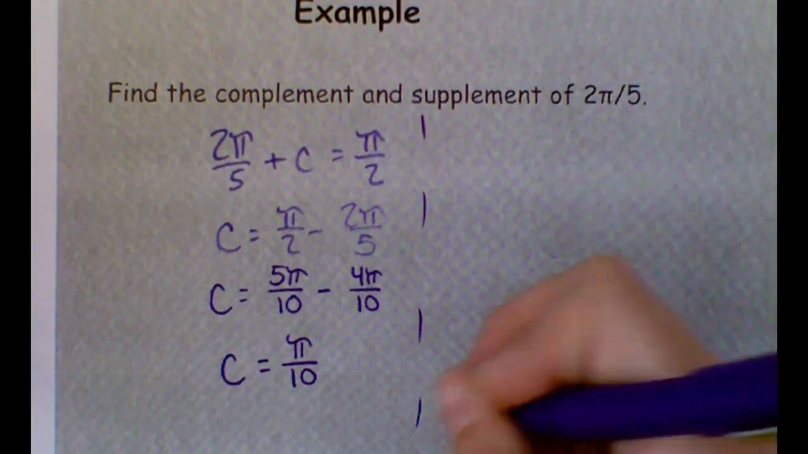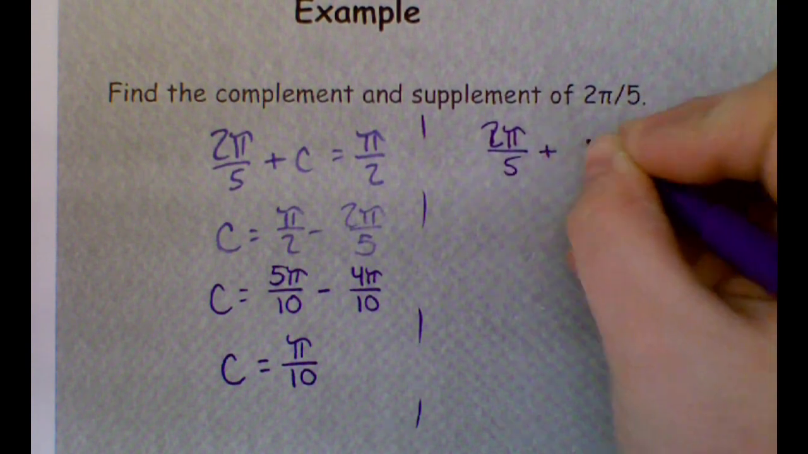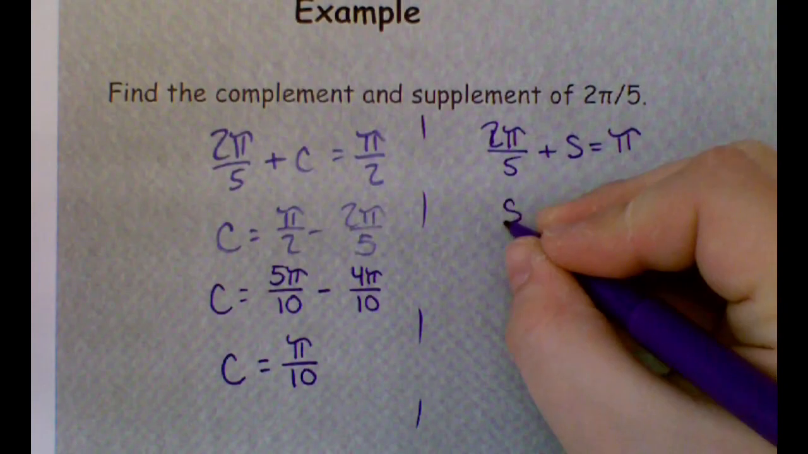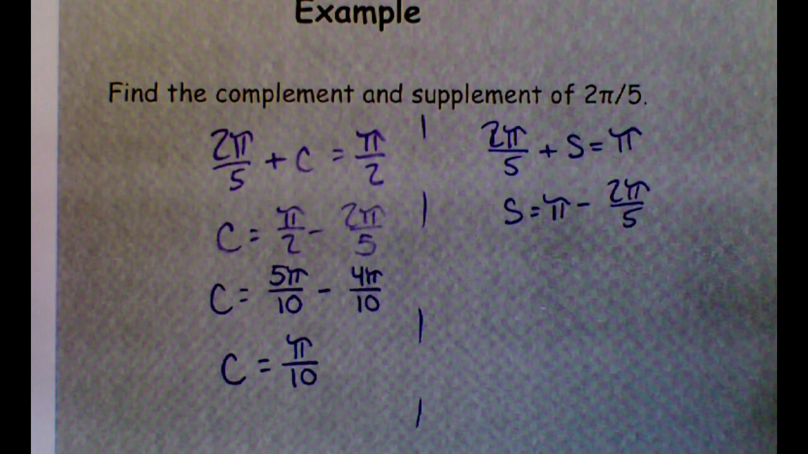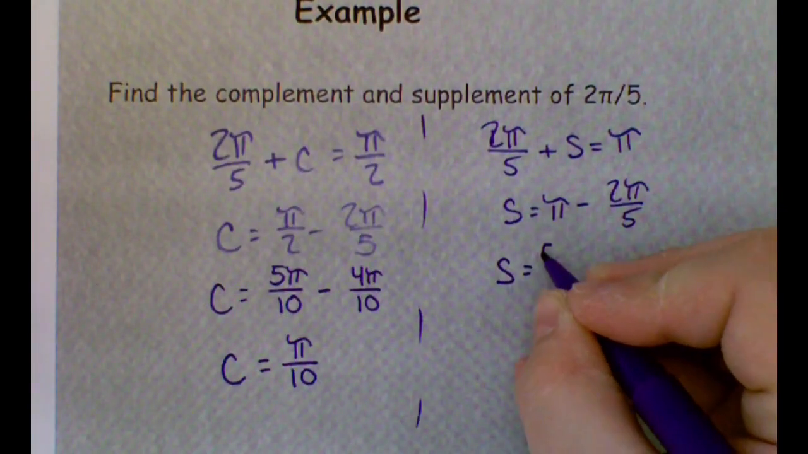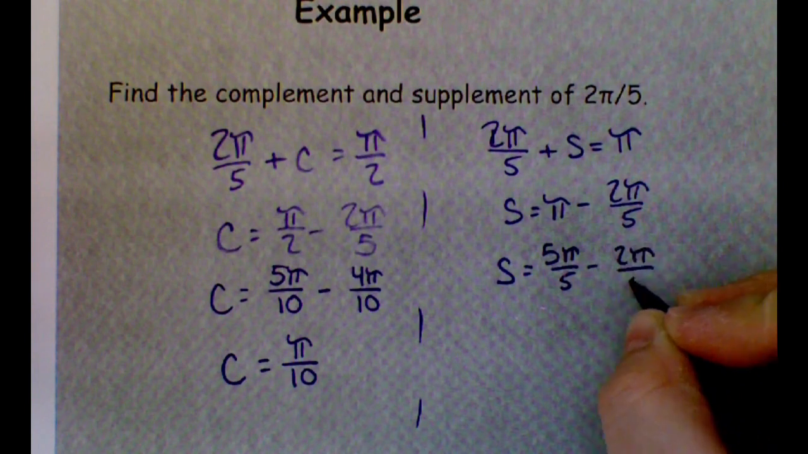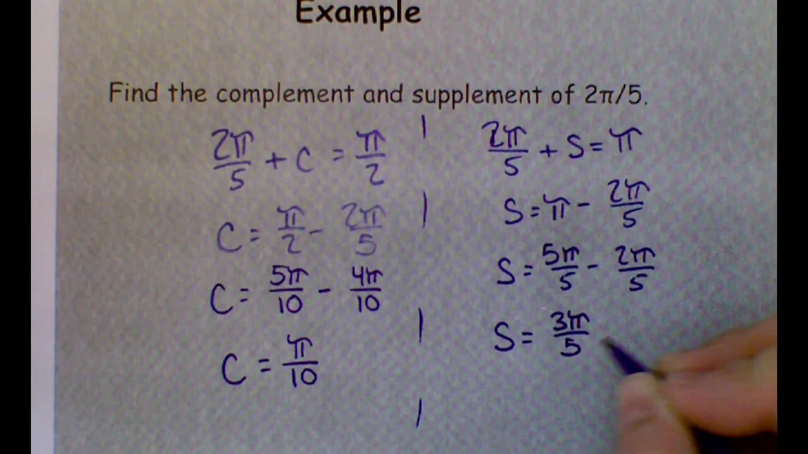For our supplementary angle, 2 pi over 5 plus s equals pi. We'll do the same thing. We'll take pi minus 2 pi over 5. Get a common denominator, so I have 5 pi over 5 minus 2 pi over 5. My supplementary angle is 3 pi over 5.